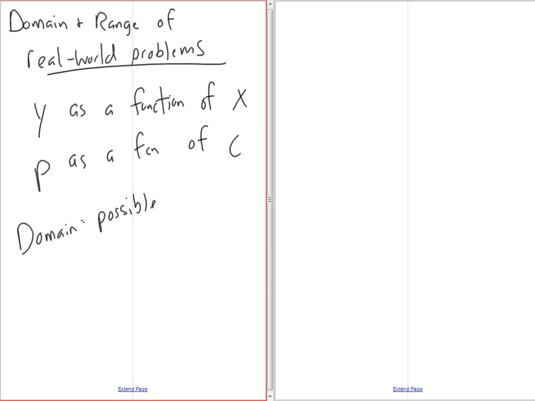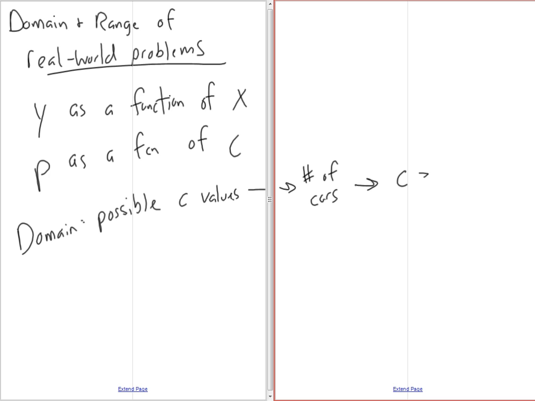So the domain is, as always, possible x values. In this case, that would be c values. That's number of cars, so the number of cars that he would sell in a given month. So we could say, well, that means c is greater than or equal to 0, and you've got to have whole numbers. He could sell 0 cars or 1 car or 2 cars. It just really doesn't make sense logically for him to sell half of a car.